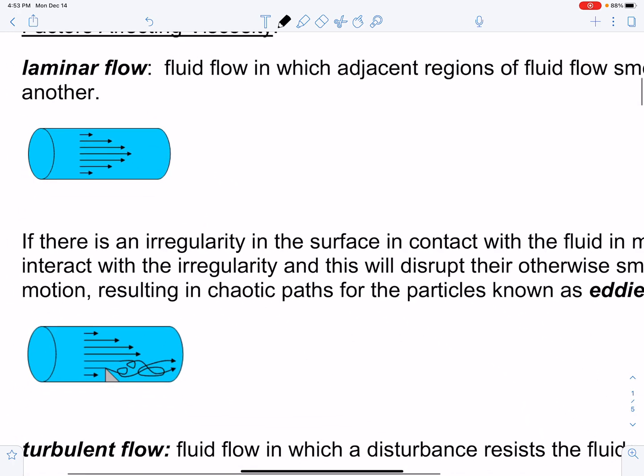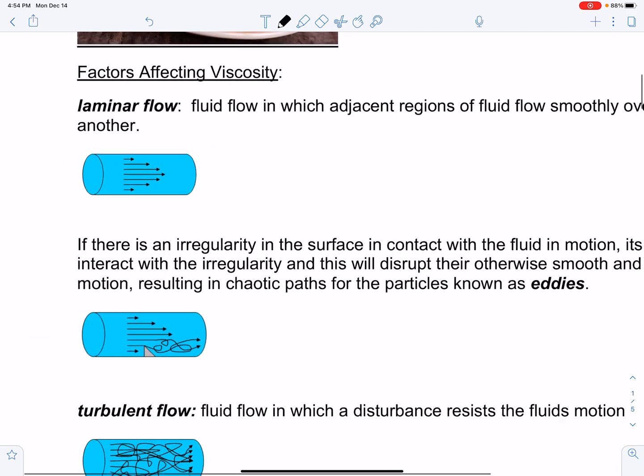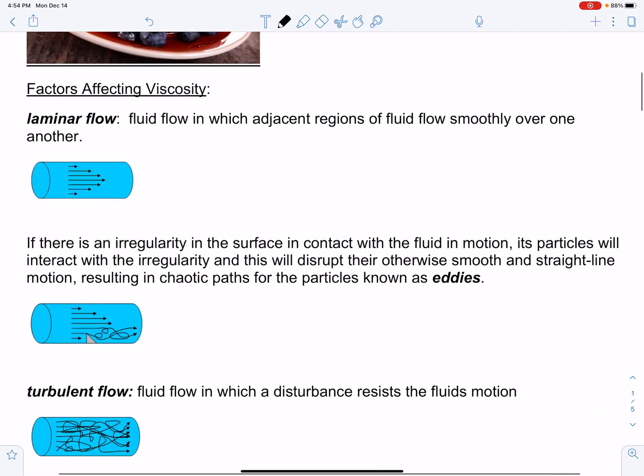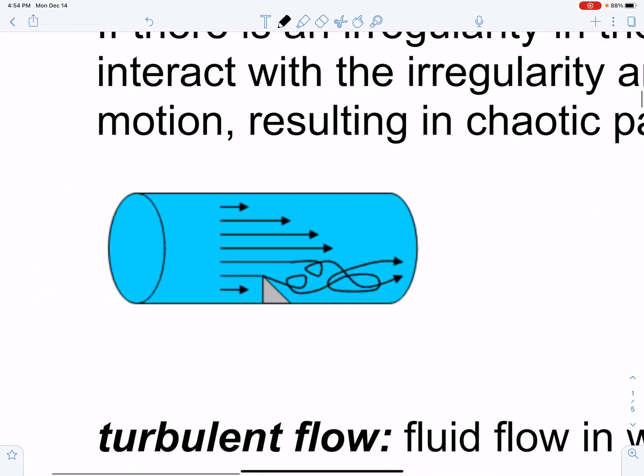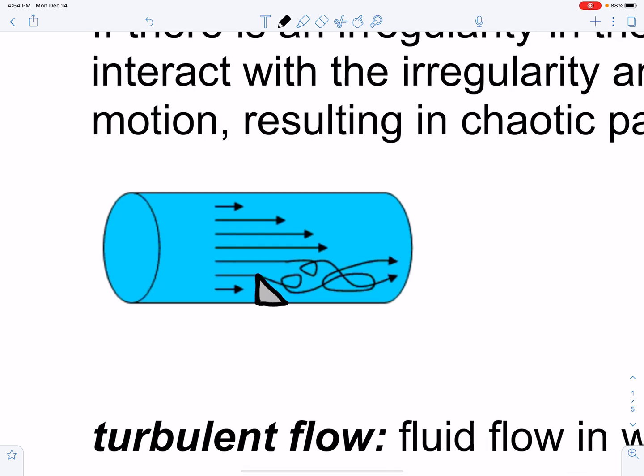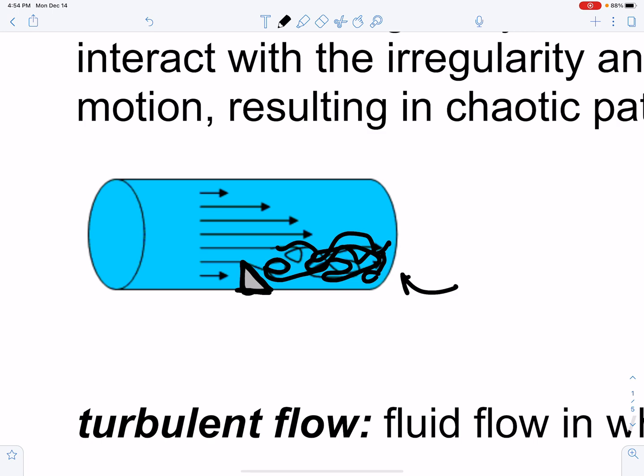If there's any irregularity in the surface in contact with the fluid motion, its particles interact with the irregularity, and this will disrupt their otherwise smooth and straight line motion, resulting in chaotic paths for the particles known as eddies. So we have the same liquid flowing through the same container, but here we've put a small disturbance inside, whether it's a particle or an imperfection in the pipe. As a result, this is going to cause irregular disturbances in the fluid flow, and these irregular disturbances are called eddies.